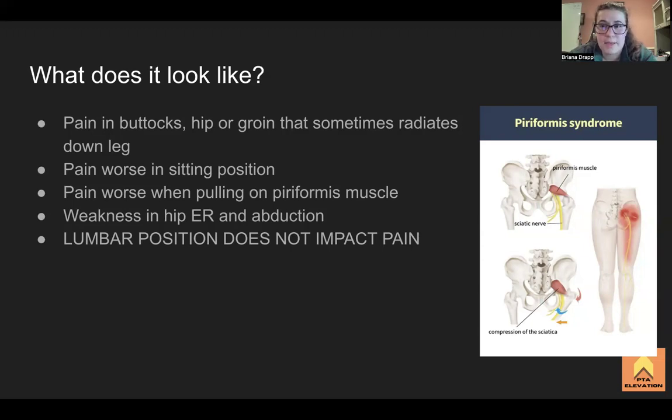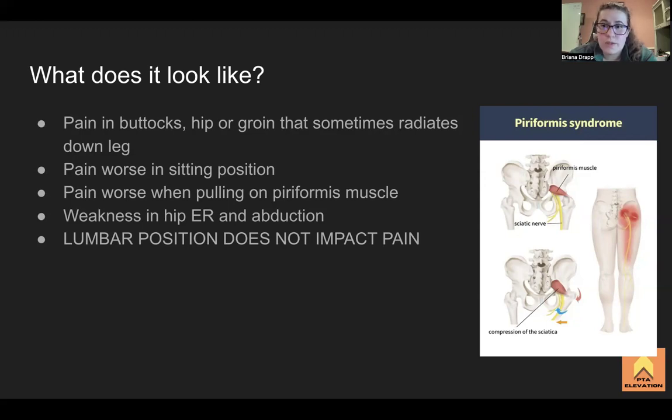Now again, as PTAs, we're not diagnosing, we just have to know what these symptoms look like. This person with piriformis syndrome, their pain's going to be localized to their hip area. They're not really going to have any back symptoms, and it's not going to change with back position. Okay, not going to change with back position. So I'm going to say that again. Piriformis syndrome will not change with the lumbar spine position.